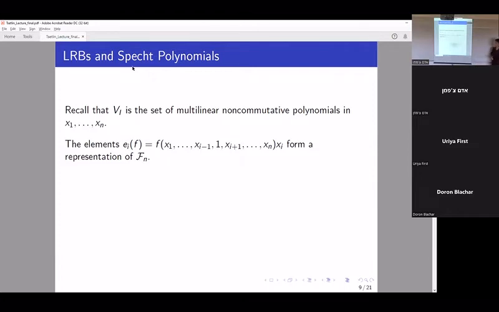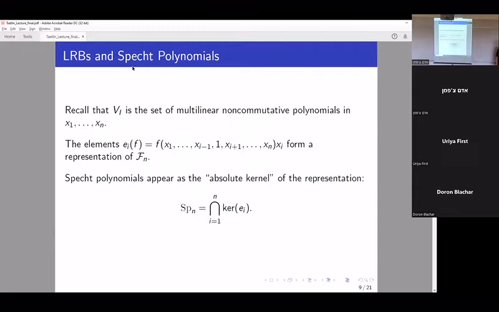So they form a representation of the free left regular band. You can just check all of the relations. And this is also just presented as the absolute kernel of this representation. Anything that will vanish under all of these substitutions, meaning any substitution will vanish, is exactly the absolute kernel. So we took the initial problem of studying the Specht polynomials, and now what we really want to do is take a representation of the free left regular band and try to build a resolution for its absolute kernel.